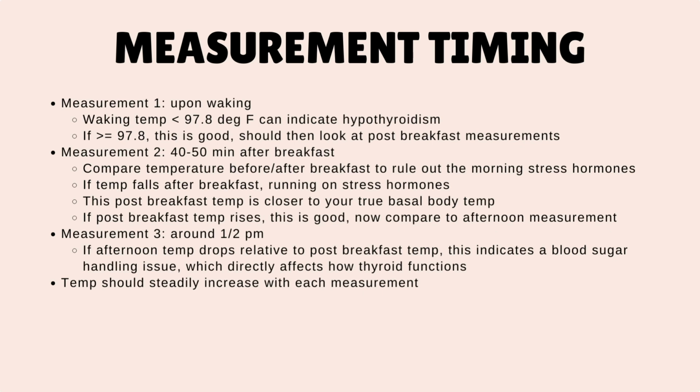So again, eating breakfast will increase your blood sugar and suppress the stress response. So if your temp falls after breakfast, you are running on stress hormones and you likely have a sluggish thyroid system. This post-breakfast temperature is likely closer to your true basal body temperature. Now, if your post-breakfast temperature rises, let's now compare that to an afternoon measurement. So a third measurement could be around 1 or 2 p.m. If your afternoon temperature drops relative to your post-breakfast temperature, this could indicate you may have a blood sugar handling issue, which directly affects how your thyroid functions. So as a reminder, your temperature should steadily increase from measurement 1 to 2 to 3.